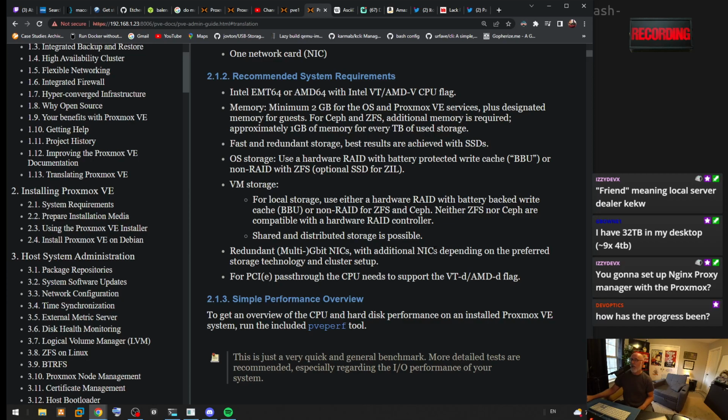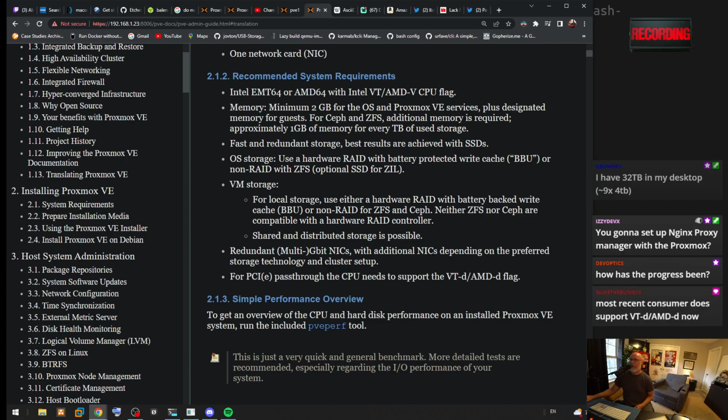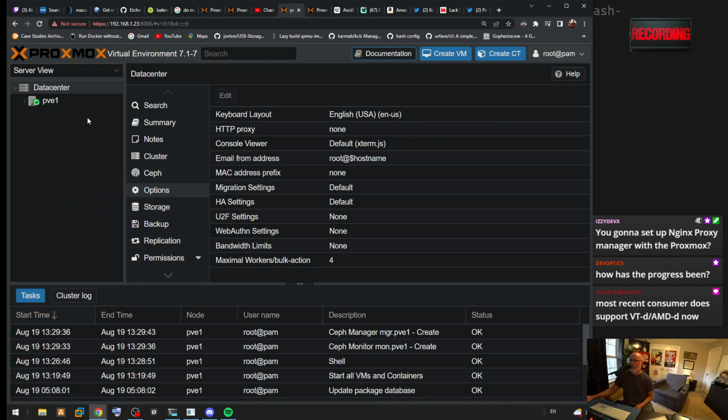One of the coolest things about Proxmox is that all you have to do is install the Proxmox ISO onto a computer, and you can access it immediately and use the management console, which is over here. Here's the management console. There's my data center, folder view, server view.